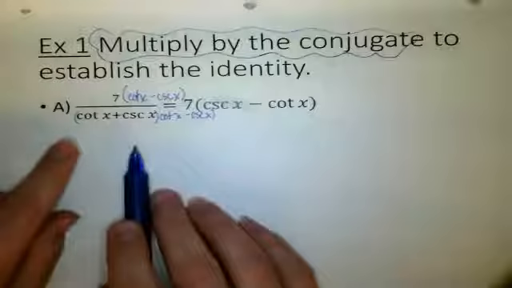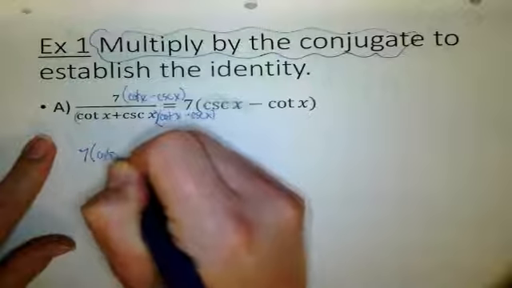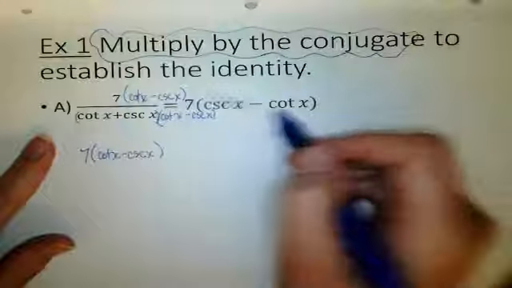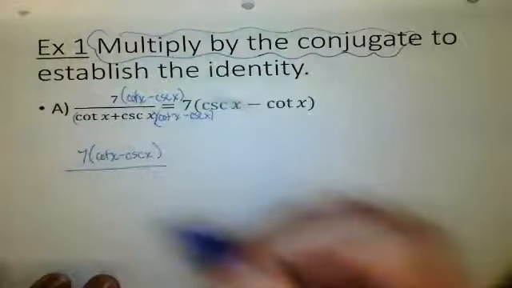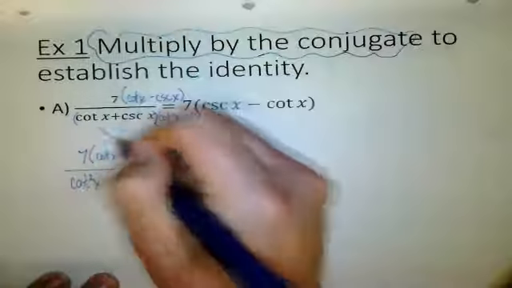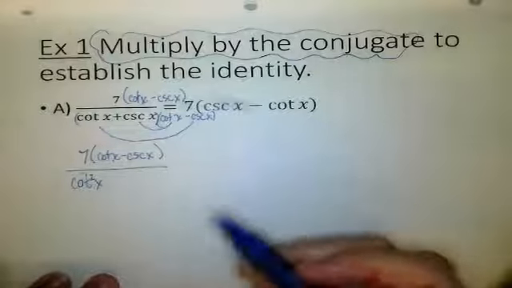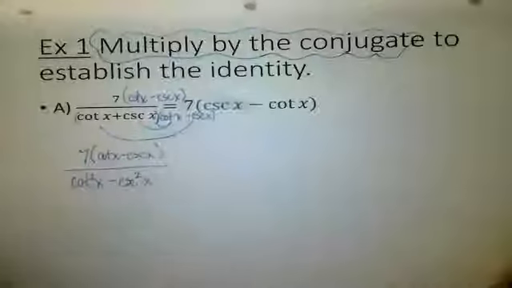So now, in my numerator, I have 7 quantity cotangent of x minus cosecant of x, which is kind of close to what we have here. That's kind of interesting. On the denominator here, what is cotangent of x times cotangent of x? Cotangent squared of x. And what happens to the outside and inside products? They cancel out, and so last times last is going to be negative cosecant squared of x.